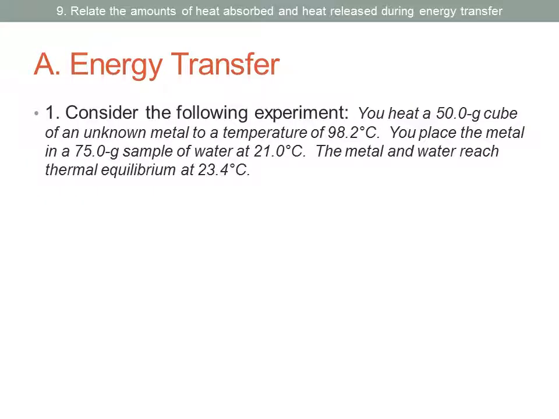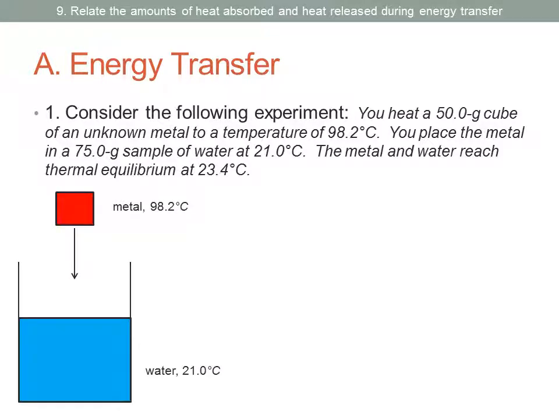So let's just start with a hypothetical experiment. Let's say that we heat a 50 gram cube of an unknown metal to a temperature of 98.2 degrees Celsius. We place the metal in a 75 gram sample of water at 21 degrees Celsius. The metal and water reach thermal equilibrium at 23.4 degrees Celsius.